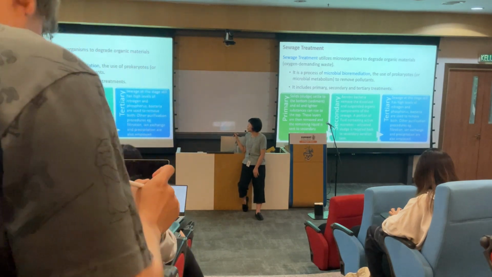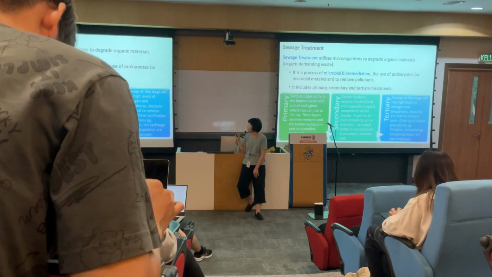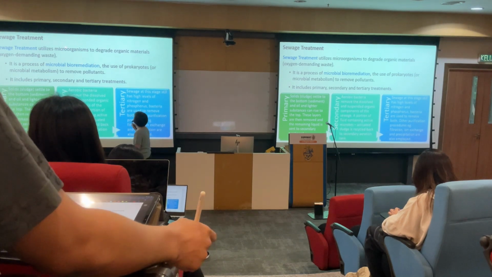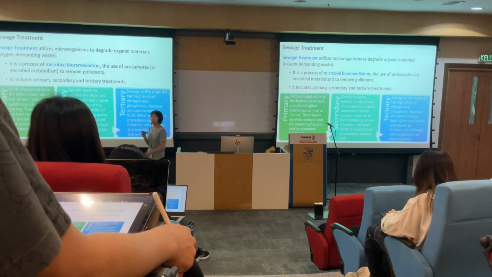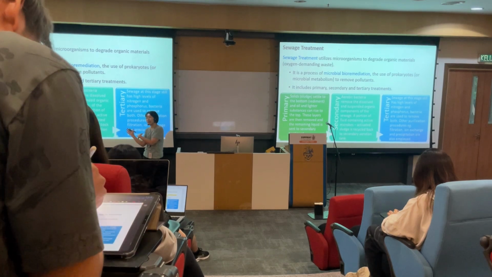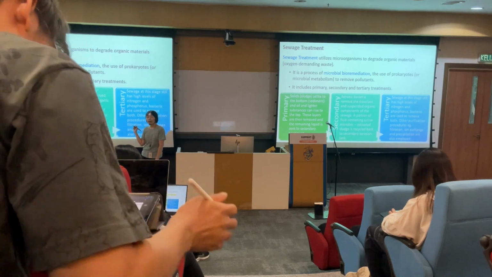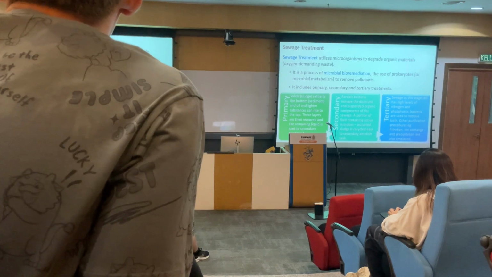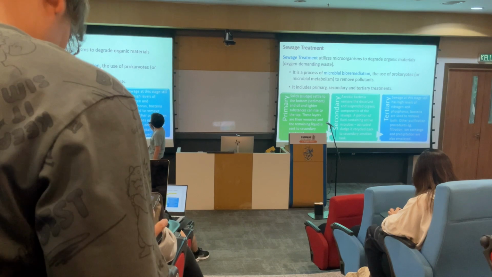Now, for sewage treatment, there are 3 steps: primary, secondary, and tertiary. And what is sewage treatment? It uses microorganisms to degrade organic matter, whatever kind of organic material, it could be food waste, the drainage coming out from a kitchen, those organic matter that can be utilized by the microbes as food. They degrade those kinds of organic waste, and this is called the process of microbial bioremediation.